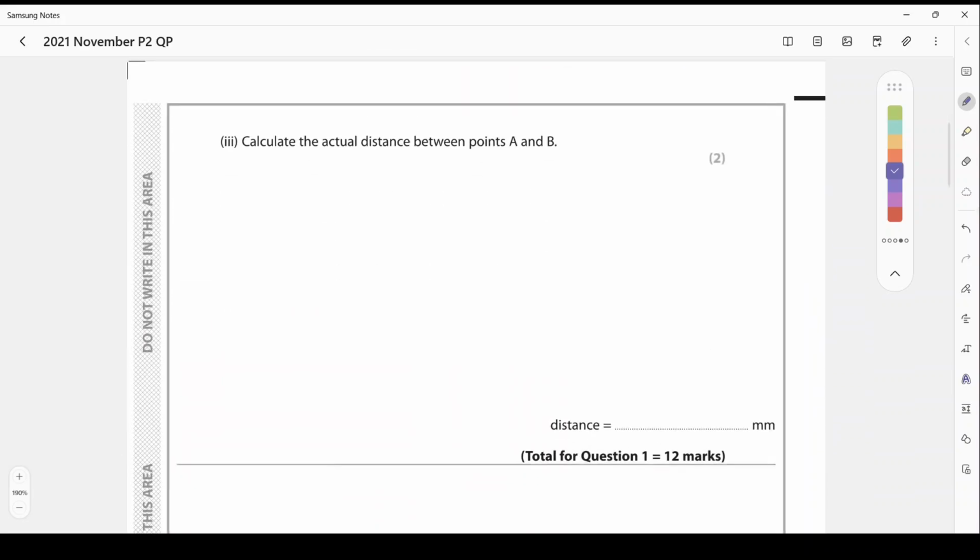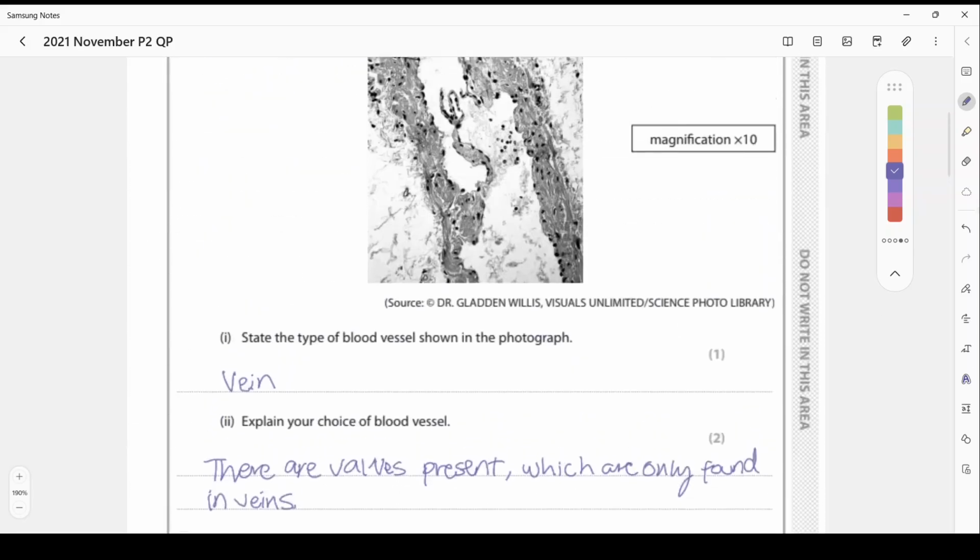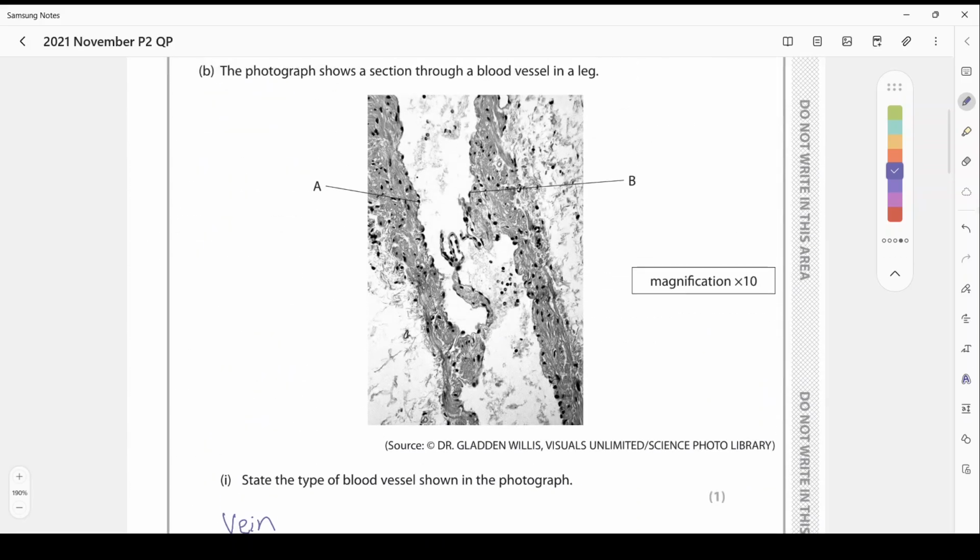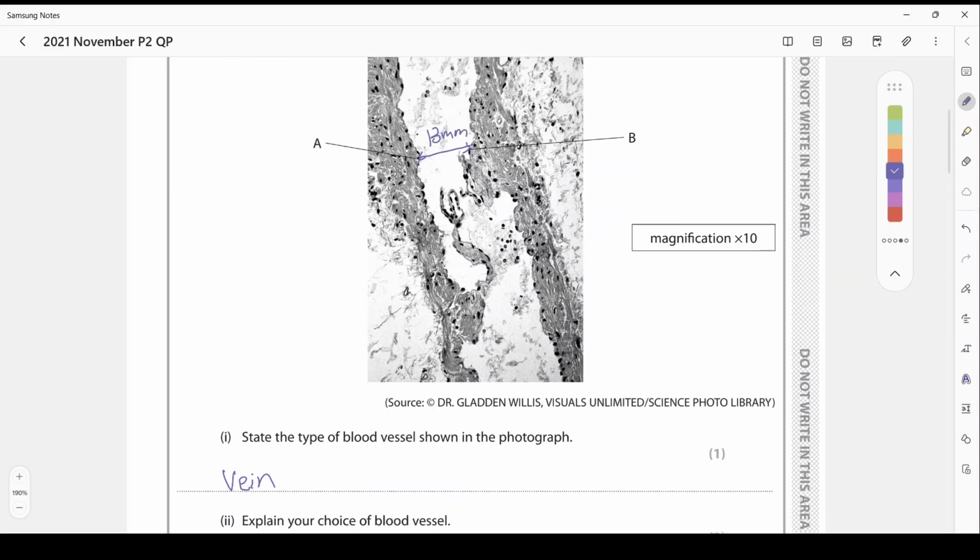Calculate the actual distance between points A and B. So for this, you actually need to use your ruler to measure the distance between A and B. So A and B is here. Now, if you were to measure it with a ruler, you would get 13 to 15 millimeters. So I'm just going to write 13 here. So 13 millimeters. So imagine you got that.